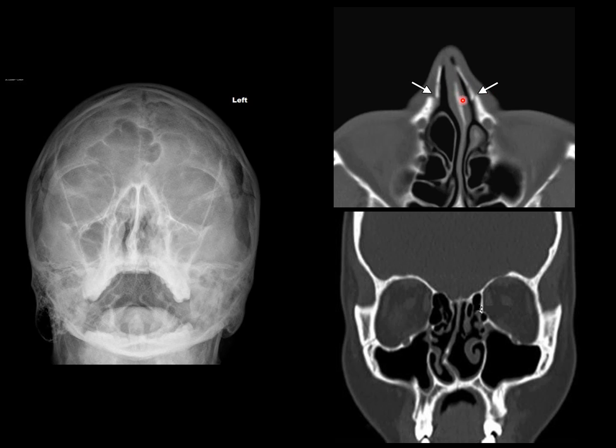Again on CT scan you see it's a severe deflection with external deformity. This is the axial view of the CT scan and this is the coronal view. Again here it's a severe deflection of the septum, while the sinuses are clear.